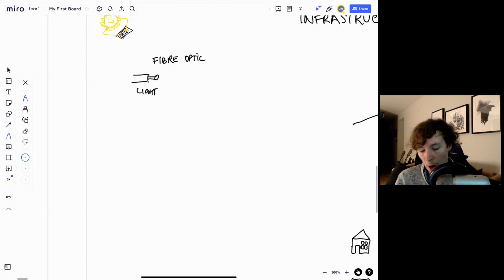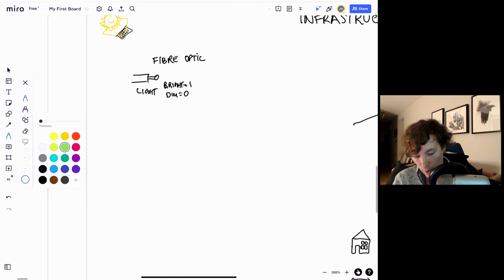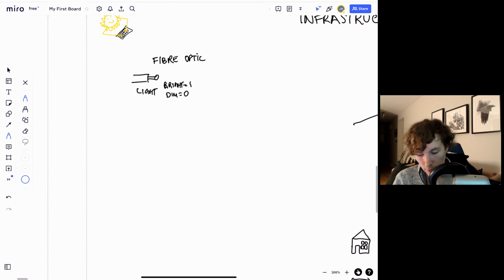to send binary basically. So maybe completely dark means it's not working, but dim means 0. And bright means, oh my god, bright equals 1. Something like that. It's probably not like this. It's probably way more complicated than I'm making it sound. But I think it gets the point across.